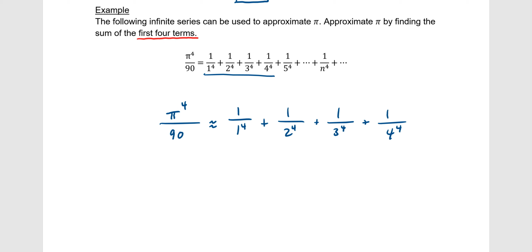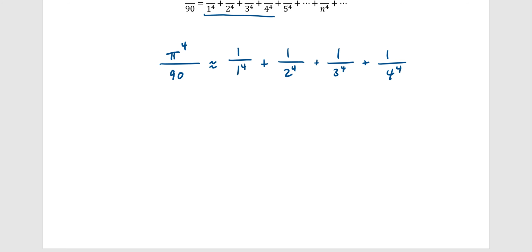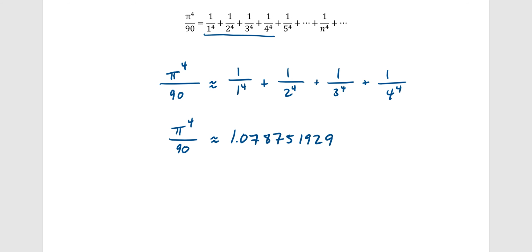So if we type this in a calculator, we're going to end up getting that pi to the 4th over 90 is about 1.078751929. So plug those numbers on the right into the calculator, we get that. So we're trying to find an approximation for pi. That's not pi, right? That's pi to the 4th divided by 90.